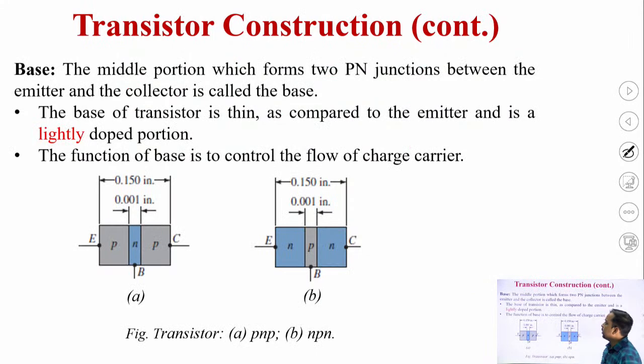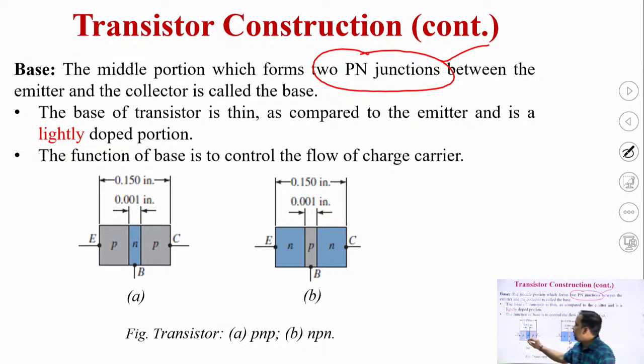Also I want to add one more point, that the collector area is large in comparison with the base and emitter. So this is also part of the construction. Now we'll talk about the base terminal, the middle portion, which basically forms the two p-n junctions. What is the meaning of junction here? There are two junctions formed. The first is the emitter base junction, EBJ, and the other is the collector base junction, which is between the collector and base terminal.